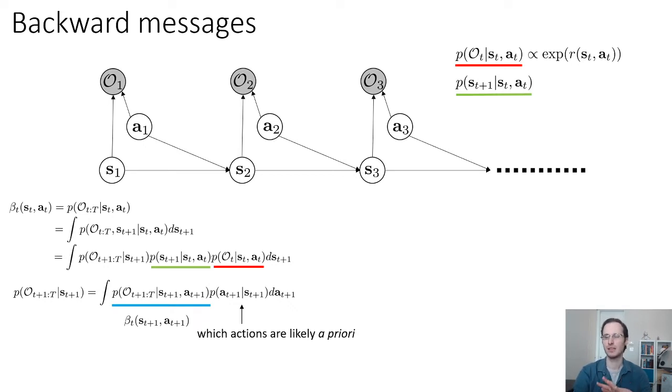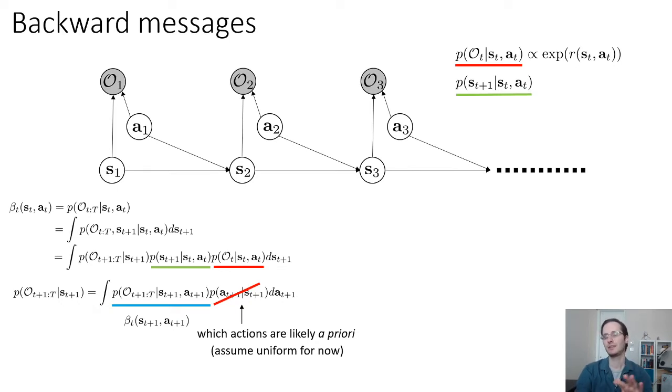Now, crucially, this is not a policy. This is saying which actions are likely a priori, meaning if you don't know whether you're optimal or not, how likely are you to take a particular action? In general, if you don't know whether you're being optimal or not, you probably wouldn't know anything about which actions are more likely or less likely. So we could define an action prior, a p of a given s, but we will assume that it's uniform for now.